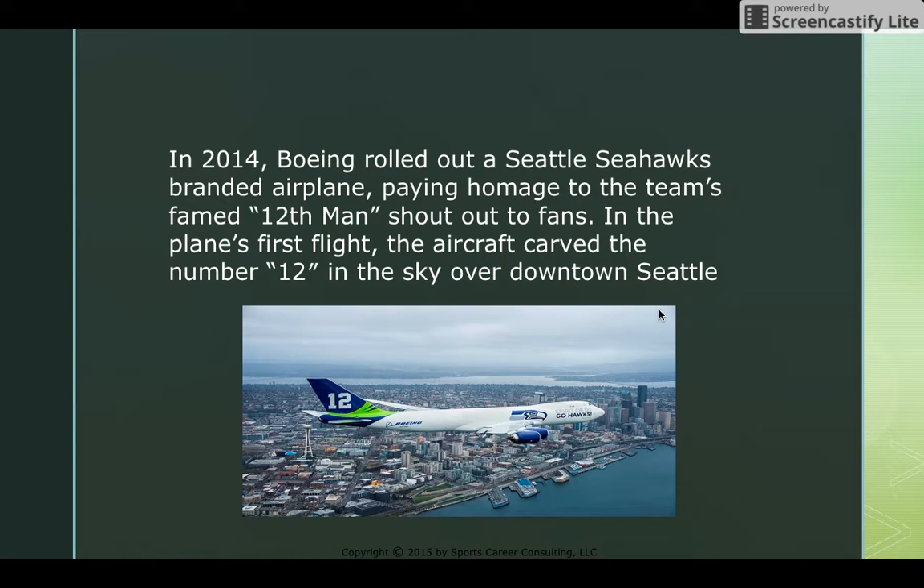In 2014, Boeing rolled out a Seattle Seahawks branded airplane, paying homage to the team's famed 12th man, a shout out to fans. In the plane's first flight, the aircraft carved the number 12 in the sky over downtown Seattle. So it's another way of marketing, or advertising, I should say.